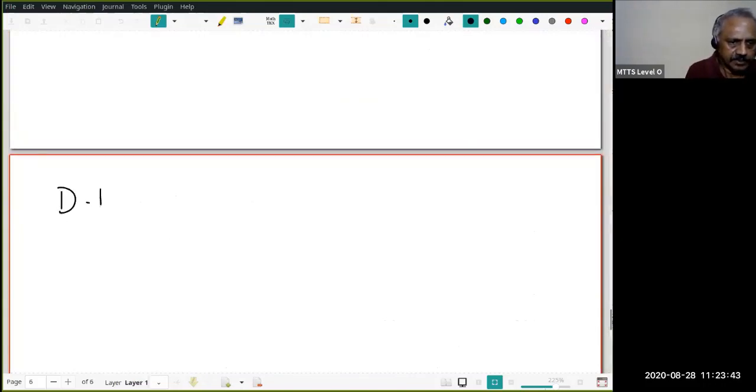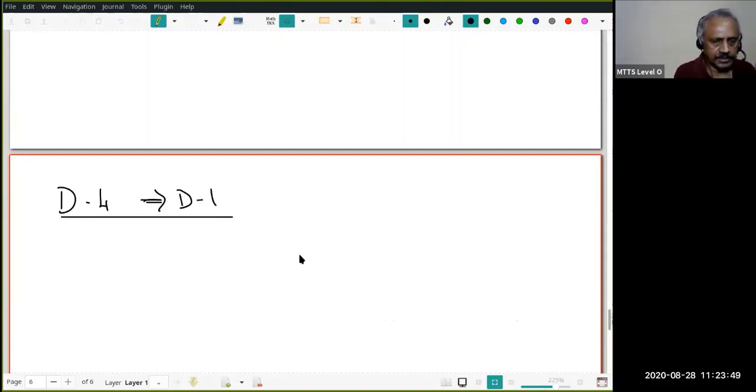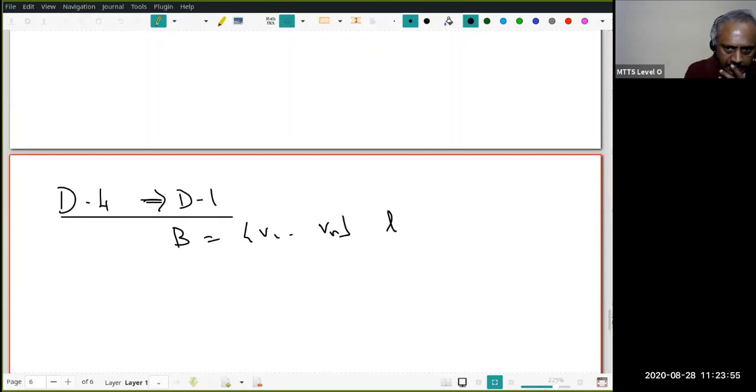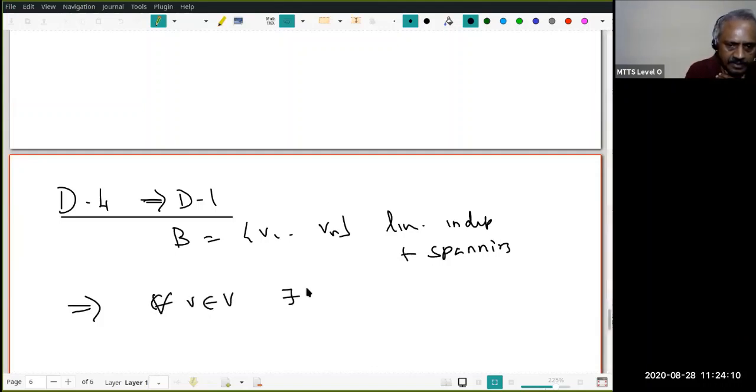Now last portion. We have to prove D4 implies D1. So what is D4? This is v1 to vn. This is linearly independent, and it's also spanning, right? So what do I have to prove? I have to prove given any vector v in V, there exists a unique scalar c1, c2, cn, scalars from the scalar field, so that v is of the form c1 v1 plus cn vn. This is what I have to prove.